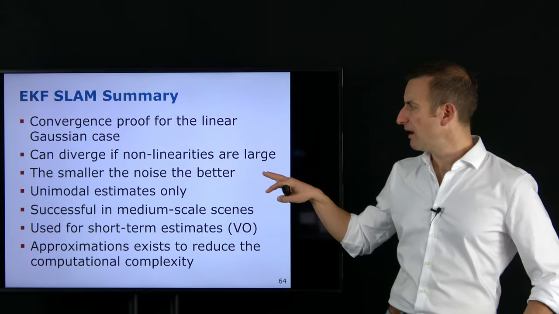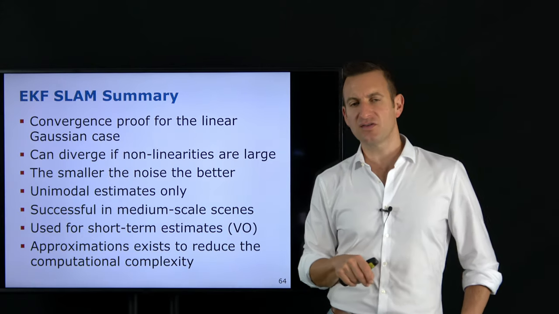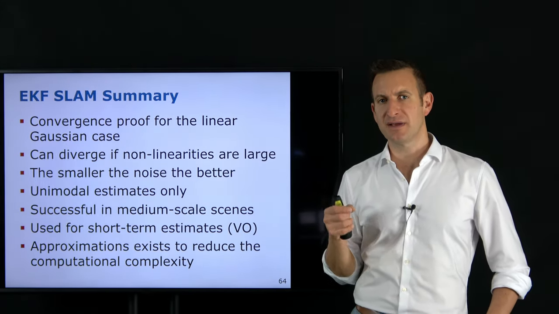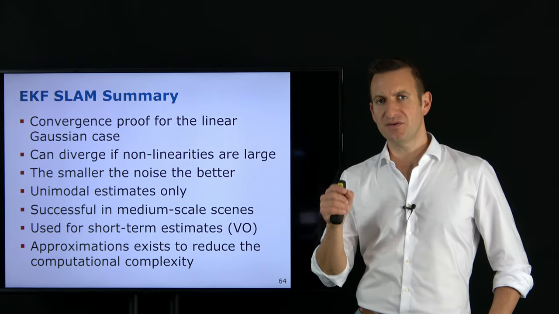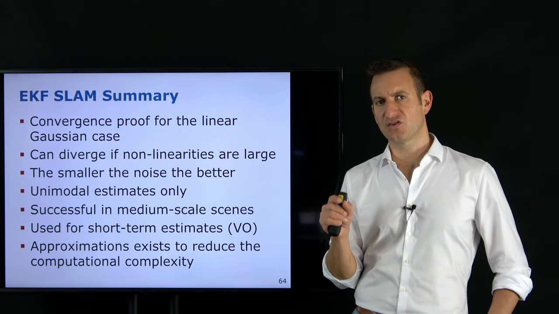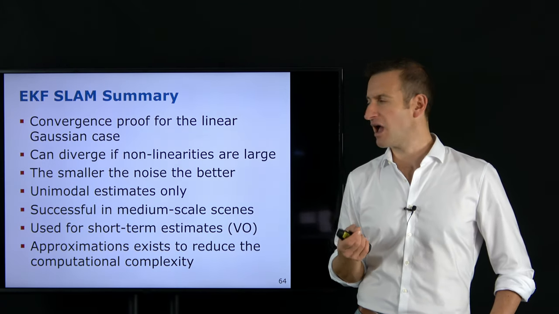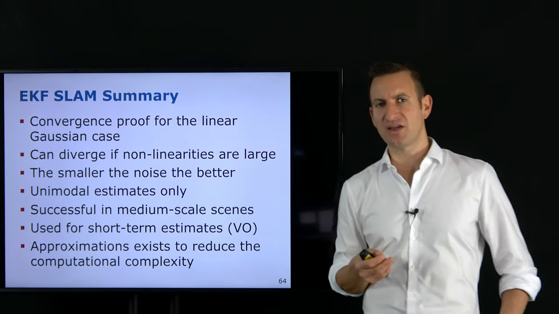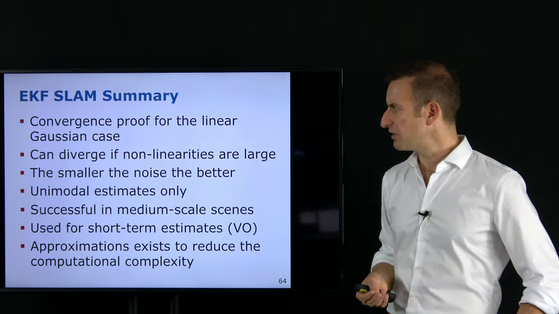It also works better with smaller uncertainties. This is something that we've seen when we discussed the Kalman filter itself. The Kalman filter makes larger approximation errors if your uncertainty is larger, so you want to keep your uncertainty as small as possible, because then your linearization does a better job. You may also say this is one of the reasons why there are smarter ways than initializing a landmark with infinite uncertainty.